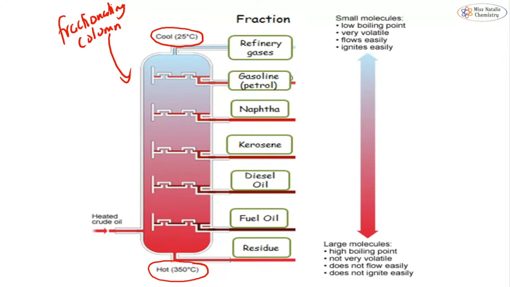So we get refinery gases, gasoline or petrol, naphtha, kerosene, diesel oil, fuel oil, and what we call residue or bitumen at the bottom. And we see these same trends that we've previously discussed. So we get low boiling point, very volatile, easily flows and easily ignites at the top. And as we increase the chain length, we're increasing those intermolecular forces. So we start to see high melting points and boiling points, not particularly volatile. They don't flow very easily, and they do not ignite easily.